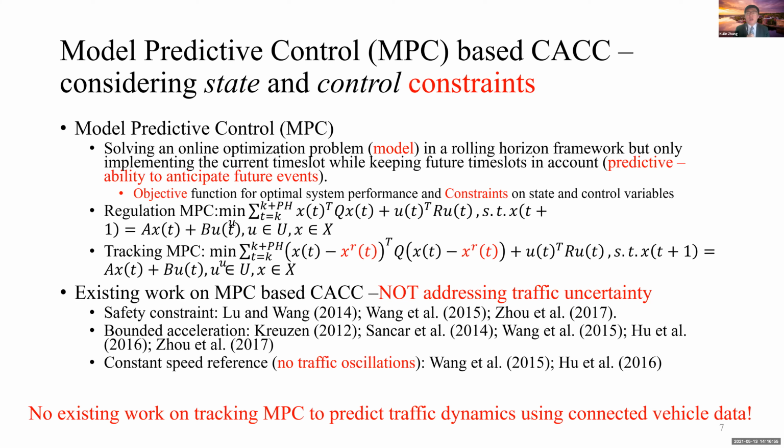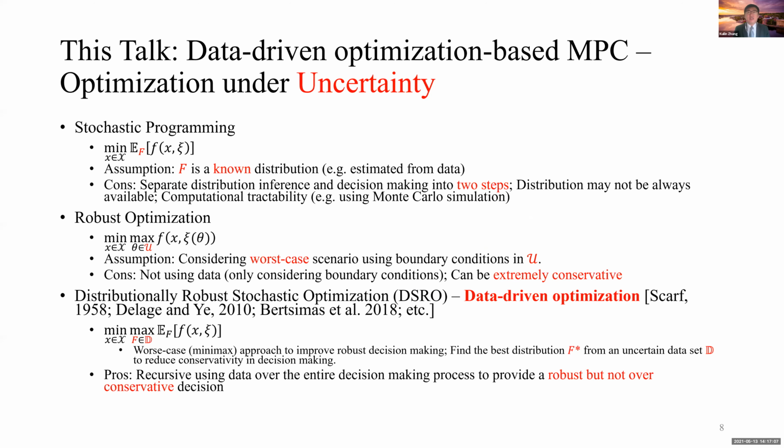We have the vehicles, and we use real-time connected vehicle data, integrated into the MPC formulation, to control the vehicles and address uncertainty. How to address uncertainty? I said we want to propose a data-driven optimization-based controller for this. So we try to borrow some ideas from the operations research area of decision-making under uncertainty.